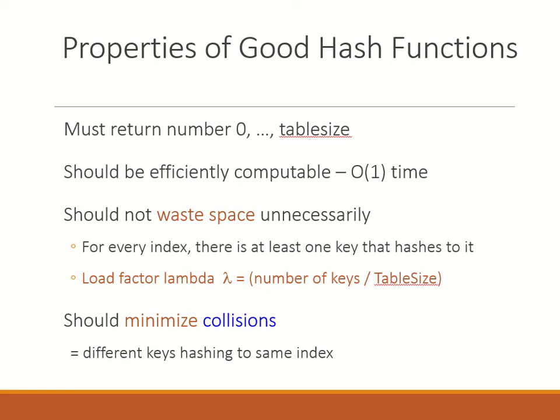Then the last but the most important thing is that it should minimize collision. You cannot say it is zero collision, because that is the case of an ideal hash function, but you have to ensure that it minimizes the collision. Even if there is a collision, you can propose some collision resolution strategies, but make sure that collisions occur at a minimum level. So these are the properties of a good hash function. If you can claim all these properties in the hash function that you design, then you can say that it is a good hash function.